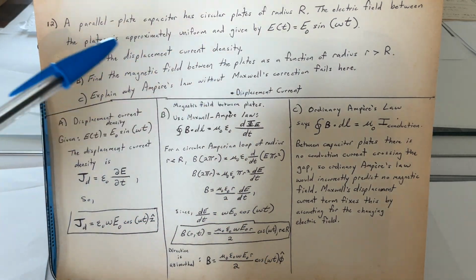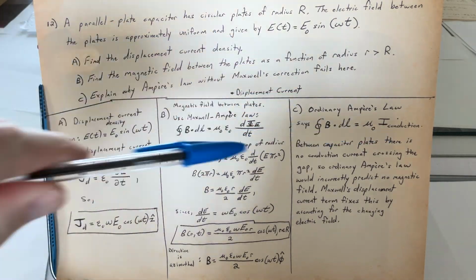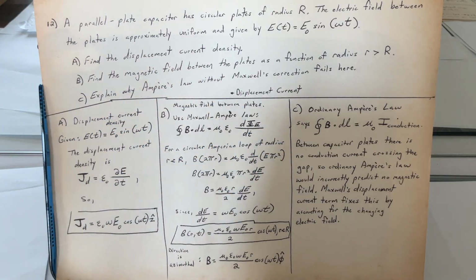So part C, explain why Ampere's law without Maxwell's correction fails here for this displacement current. Ordinary Ampere's law says the following. Between capacitor plates, there is no conduction current crossing the gap, so ordinary Ampere's law would incorrectly predict no magnetic field. Maxwell's displacement current term fixes this by accounting for the changing electric field. Okay, that takes care of that one.